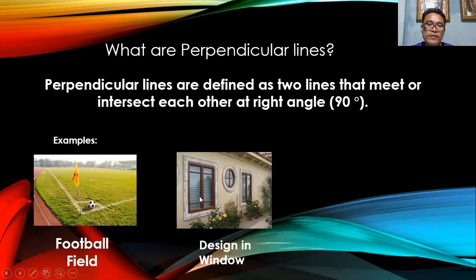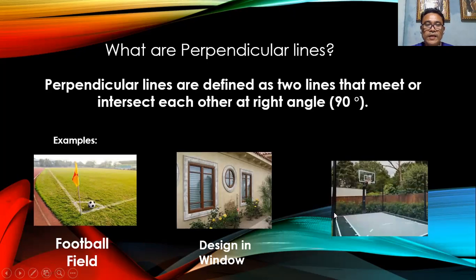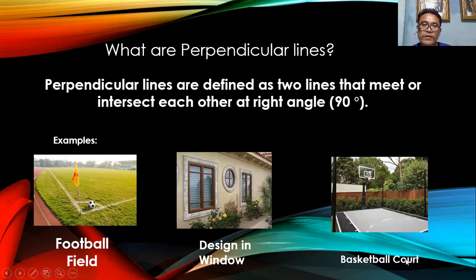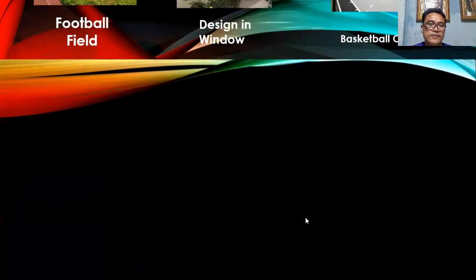And look at the design of these windows. It forms a right angle. A right angle measures 90 degrees. And a basketball court. The corner of a basketball court is a right angle. And this is an example of perpendicular lines.